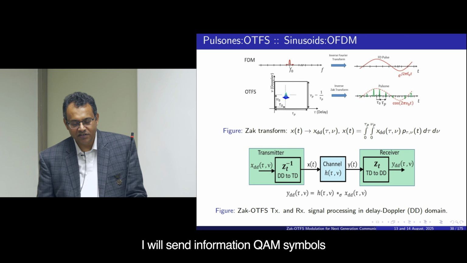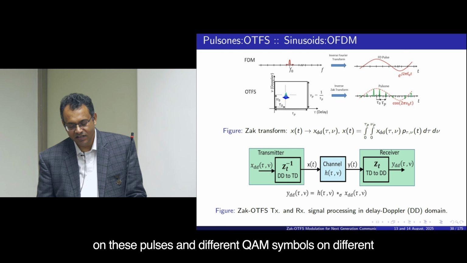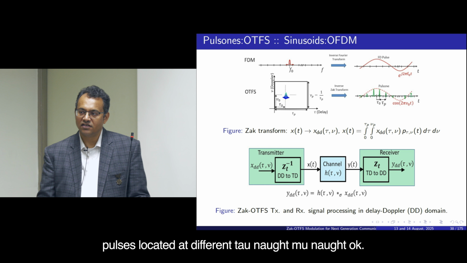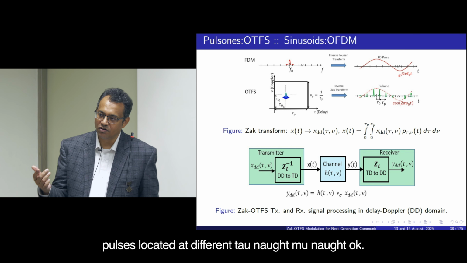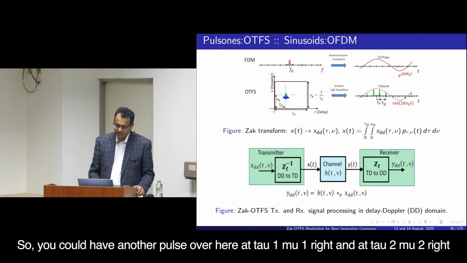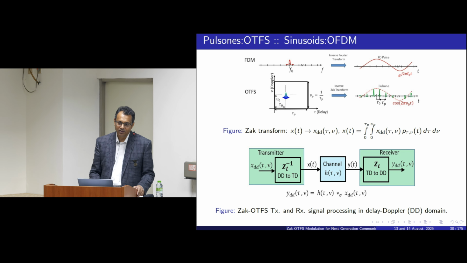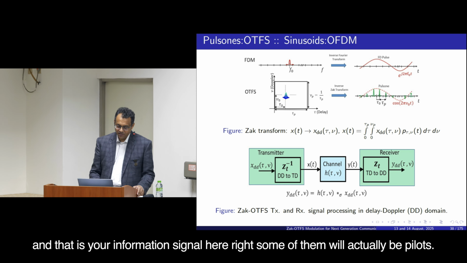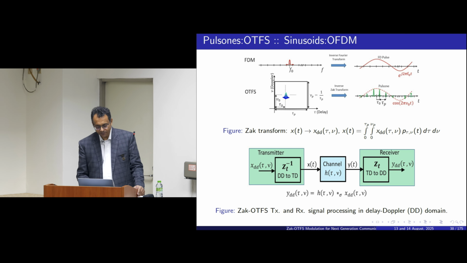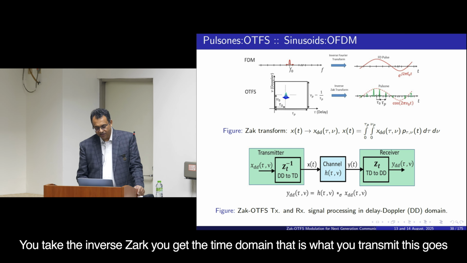I will send information QAM symbols on these pulses, and different QAM symbols on different pulses located at different tau naught nu naught, okay? So you could have another pulse over here at tau 1 nu 1, right, and at tau 2 nu 2, right? And then you multiply each one of them with a different QAM symbol, add all of them up, and that's your information signal here, right? Some of them will actually be pilots. You take the inverse Zak, you get the time domain signal, that is what you transmit.